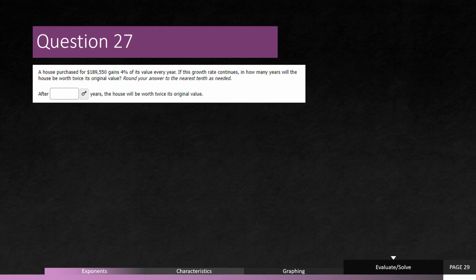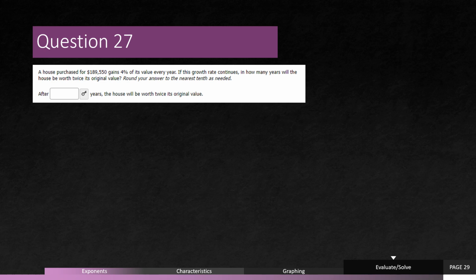Okay, for question 27, we are going to want to go ahead and use our calculator because we're going to analyze the situation and then we're going to have to find the answer. And we'll use two different equations in the intersection method to do that. So first it says a house was purchased for $189,550 and it is gaining at 4% per year. If the growth rate continues, in how many years will the house be worth twice its original value? Round your answer to the nearest tenth as needed.